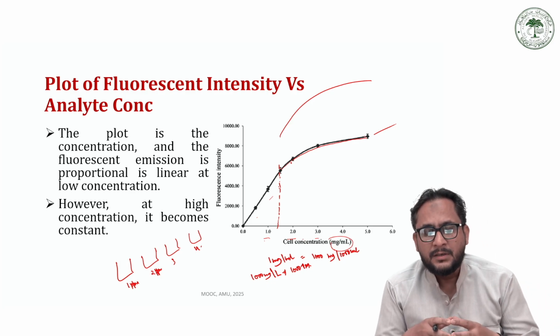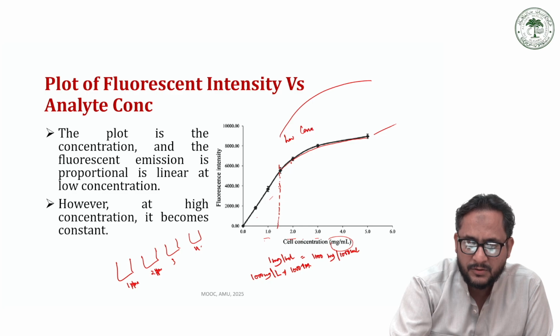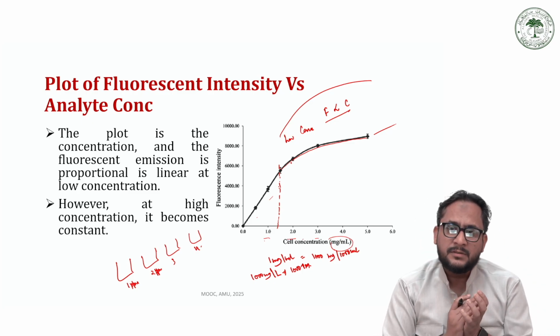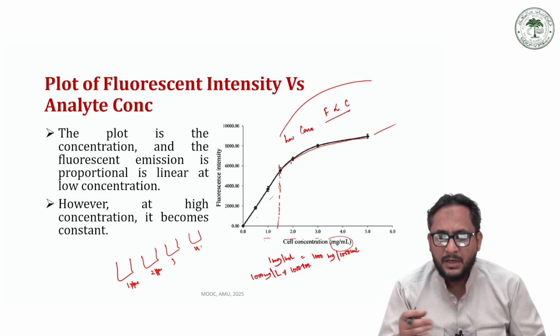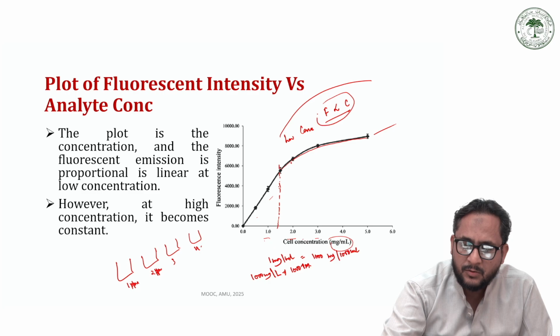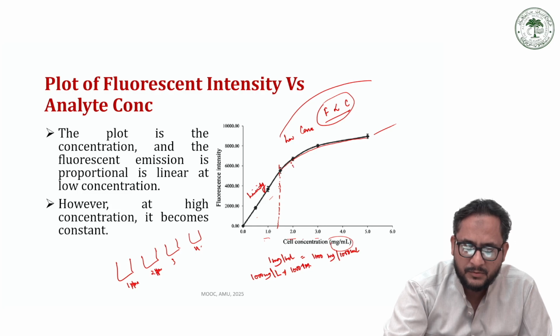This shows that at low concentration, the fluorescence intensity F is proportional to C. There is a direct correlation. If we increase the concentration, fluorescence intensity will go up, but it happens up to a certain concentration limit. Beyond that concentration, this equation does not hold good. Here it is following linearity, but then it becomes non-linear.